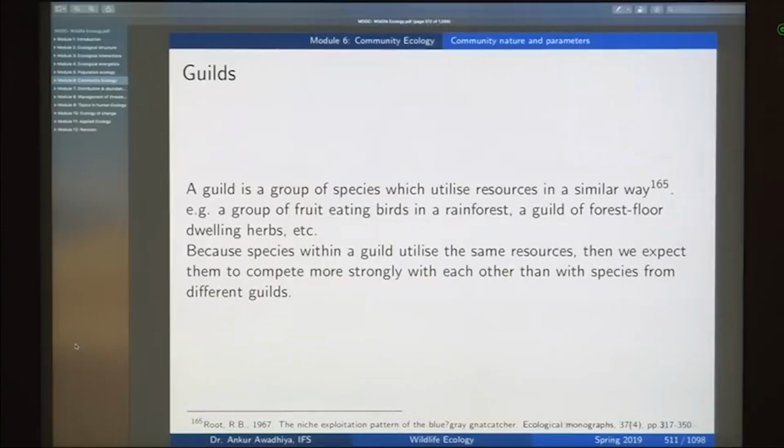Then we talked about guilds. So, guilds are a group of species which are utilizing resources in a similar way, such as a group of fruit eating birds in a rainforest, of forest floor dwelling birds and so on. Now, because species in a guild utilize the same resource, the amount of competition between these species is much more than compared to any two random species.